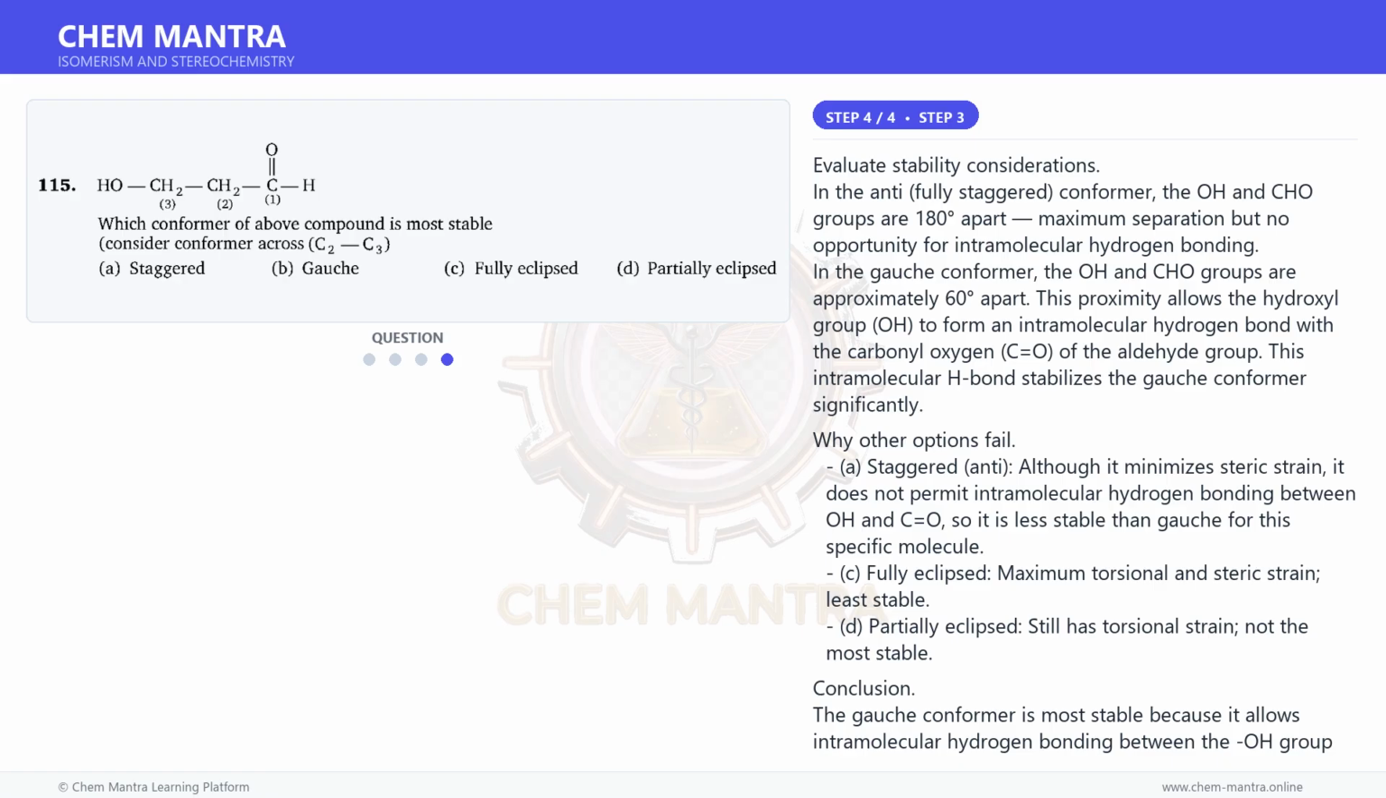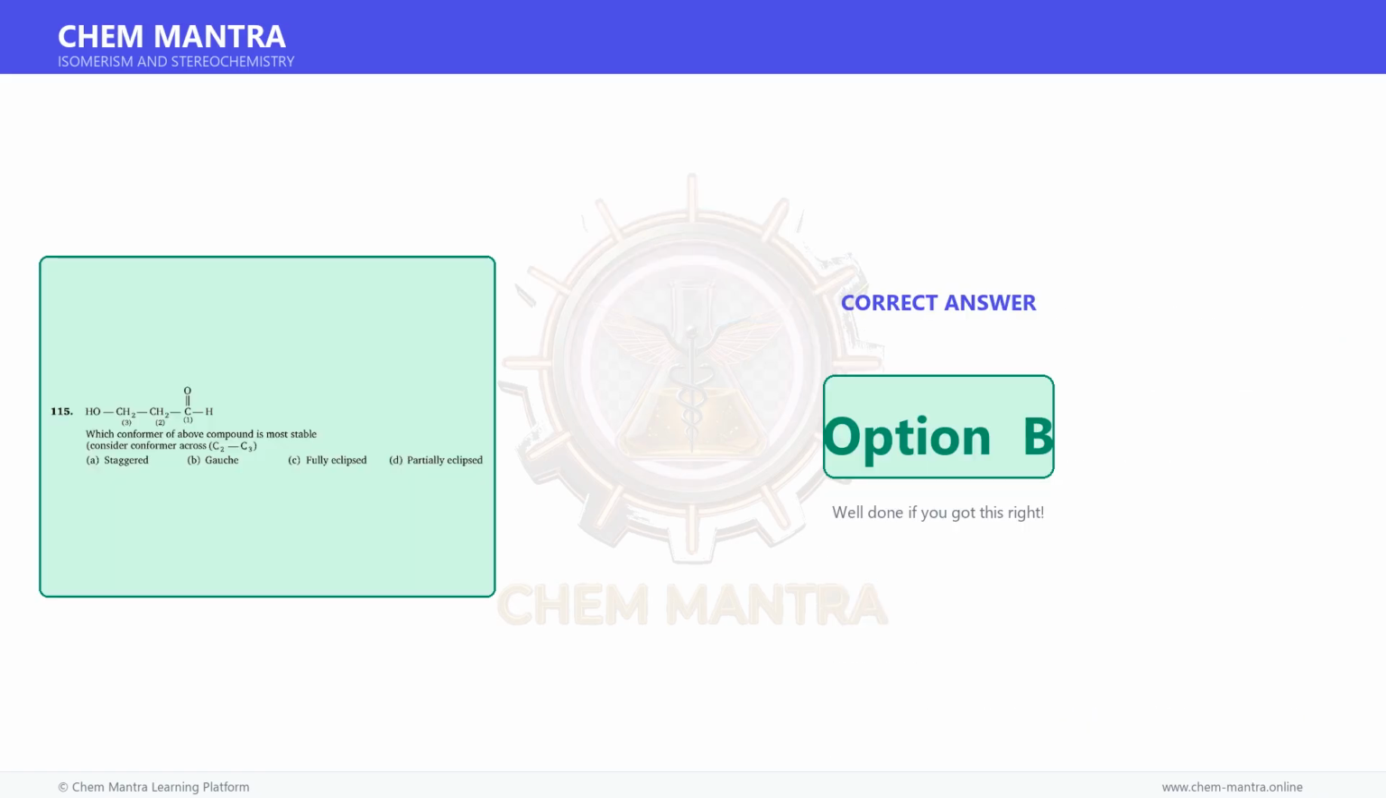Conclusion. The gauche conformer is most stable because it allows intramolecular hydrogen bonding between the OH group on C3 and the carbonyl, C=O, on C1, which provides extra stabilization that outweighs the slightly increased steric interaction compared to the anti-conformer. Therefore, the correct answer is option B.